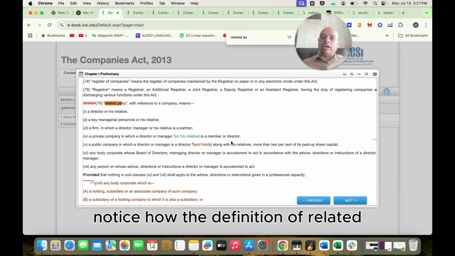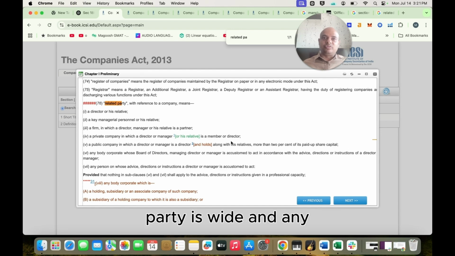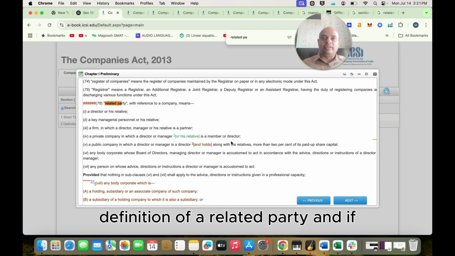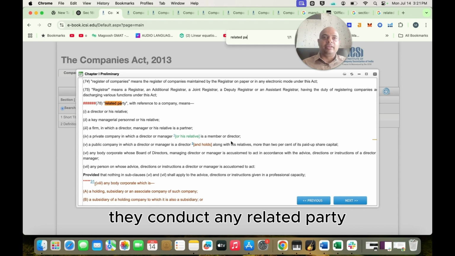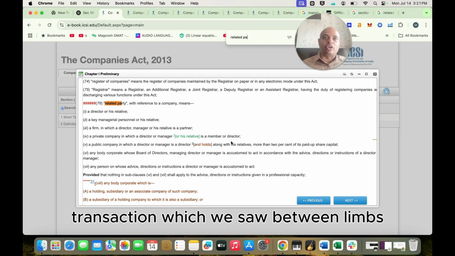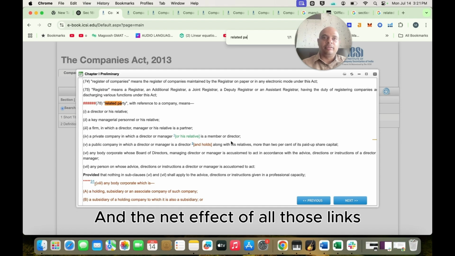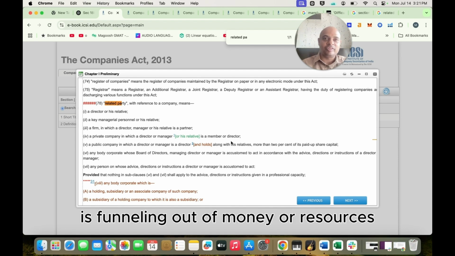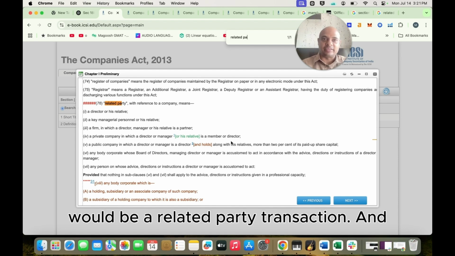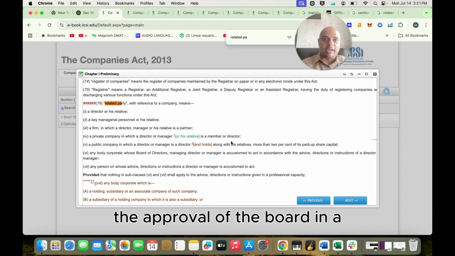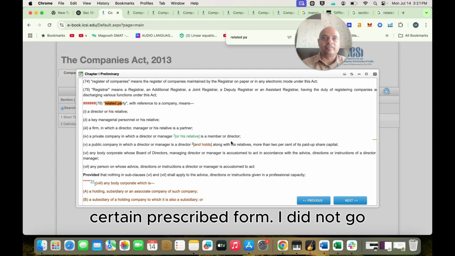So you notice how the definition of related party is wide, and any of these persons who fall under the definition of a related party, and if they conduct any related party transaction, which we saw between limbs A to G of section 188, and the net effect of all those limbs is funneling out of money or resources, would be a related party transaction. And those transactions, they generally require the approval of the board in a certain prescribed form.